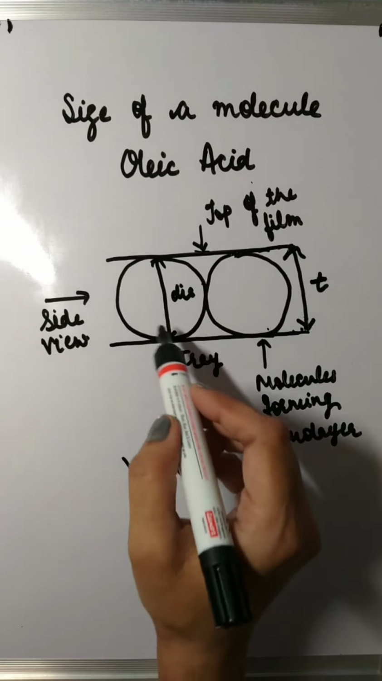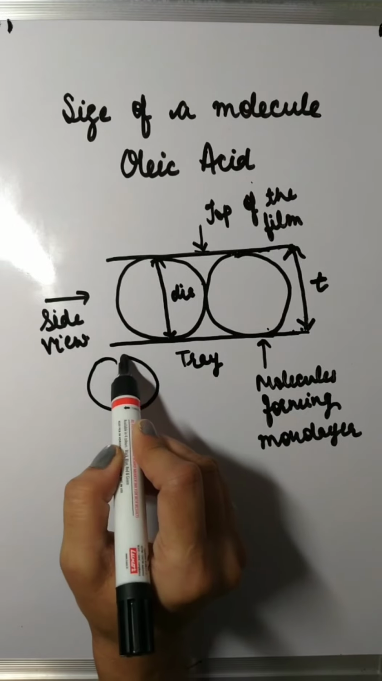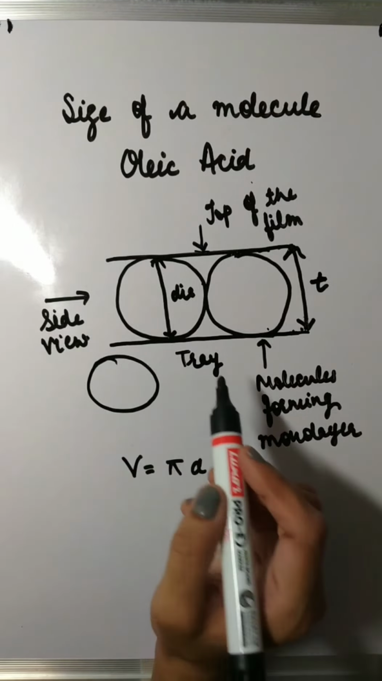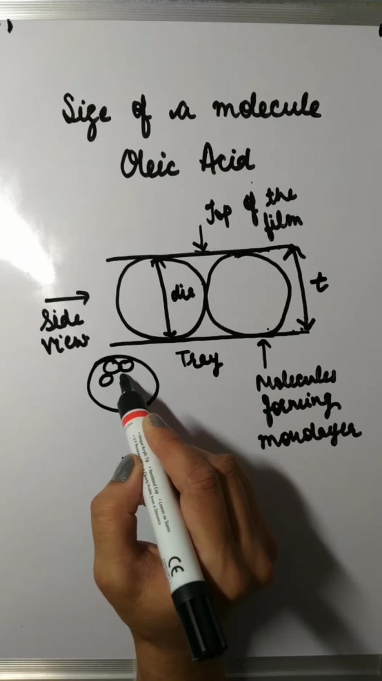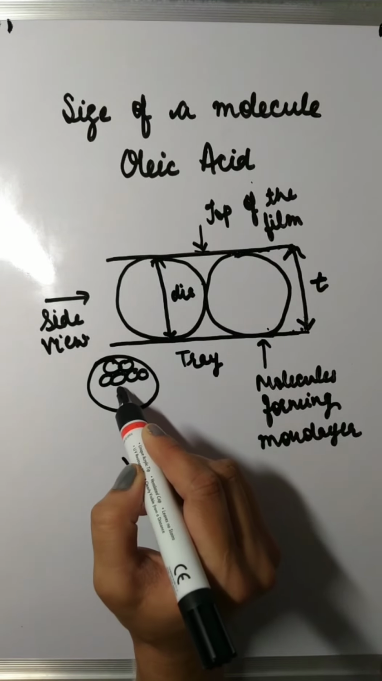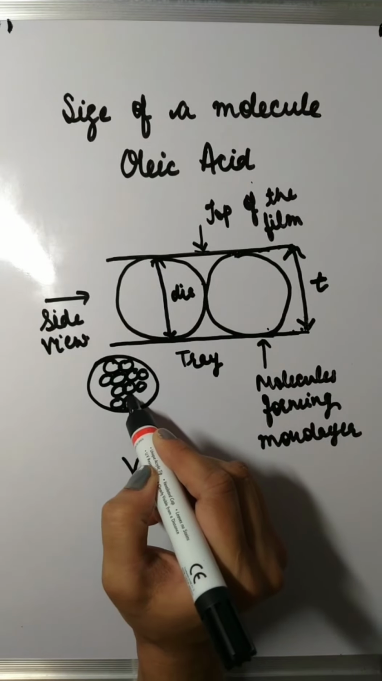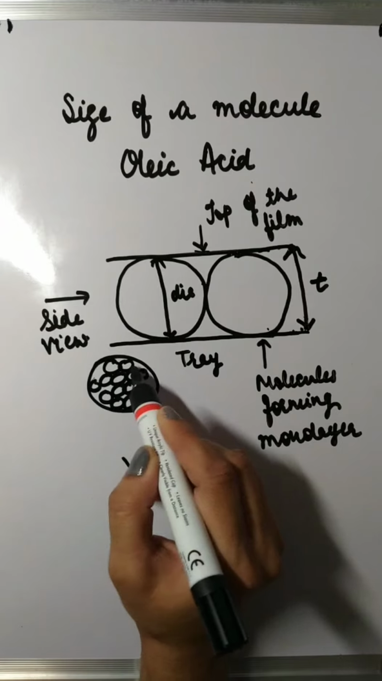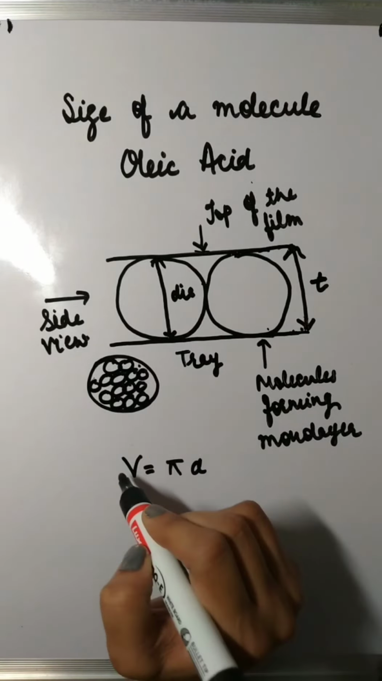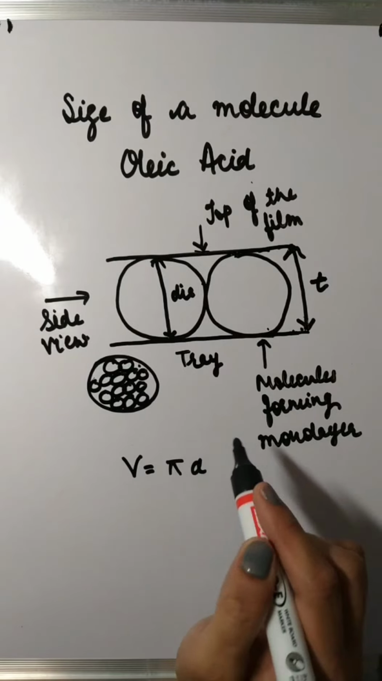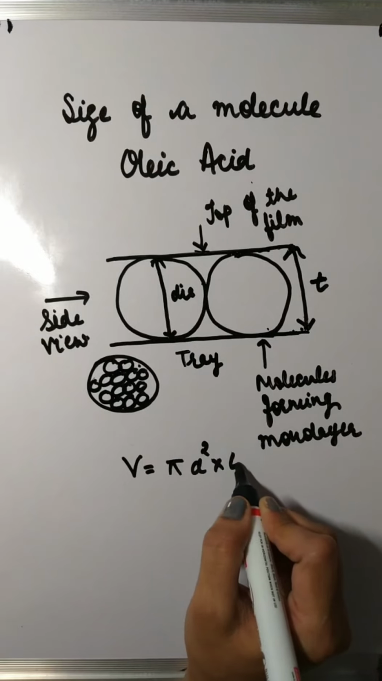if the total area of the film is in the form of a circle, and there are so many molecules within this film, then the volume of the film will be the area of the film multiplied by the thickness of the film. So the area of the film will be pi d square, into T.